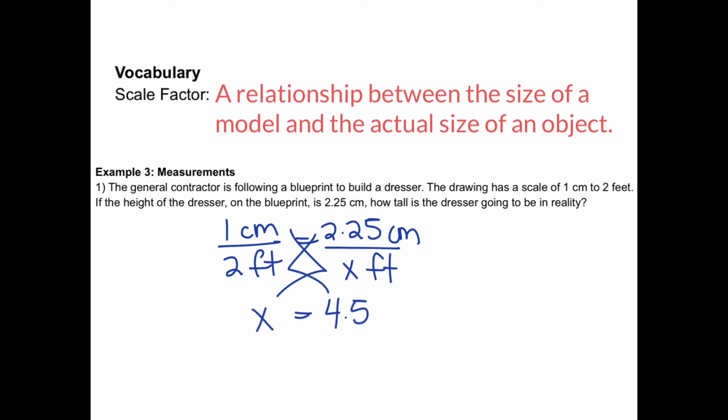Please make sure you do have labels on all of these real world answers here. This X does represent feet. I can see that in my proportion equation, but also the fact that the question says, how tall is the dresser going to be in reality? So in real life, the dresser is going to be 4.5 feet. And I believe this is height, so 4.5 feet tall.